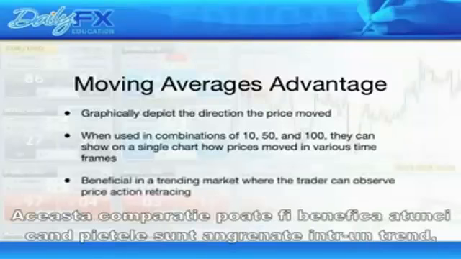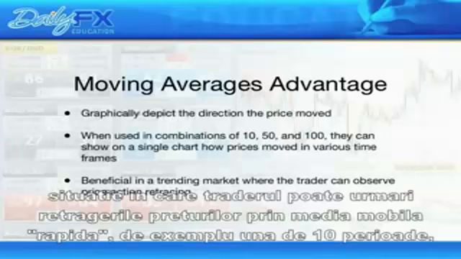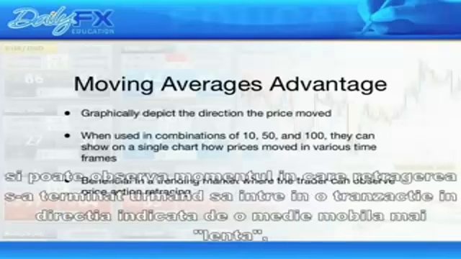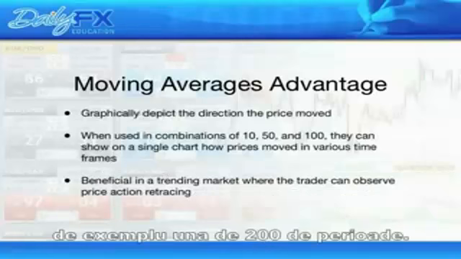This comparison can be beneficial in a trending market, where the trader can observe price action retracing on a shorter moving average, a 10-period for example, and take note of when the retracement has finished, and then enter the trade back in the direction of the longer moving average, or 200-period moving average for example.